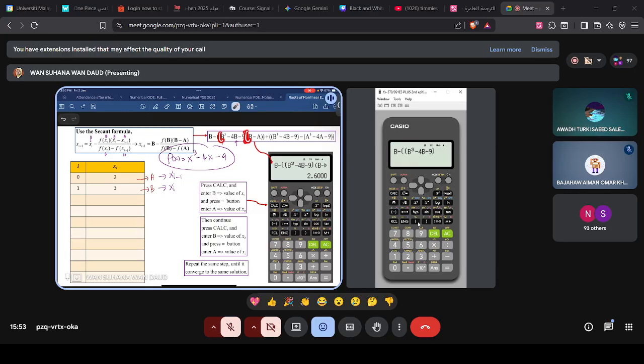Now B minus A: open the bracket, alpha B minus alpha A. Close the bracket. One more bracket to close the numerator, to close this part. And then the denominator should be divide. Open the bracket one more.